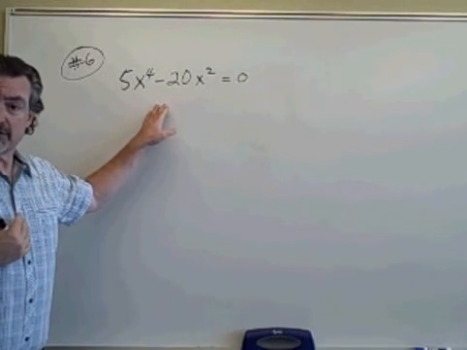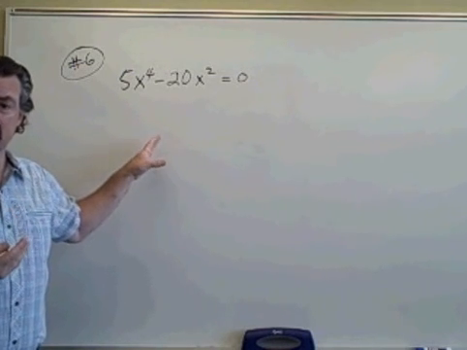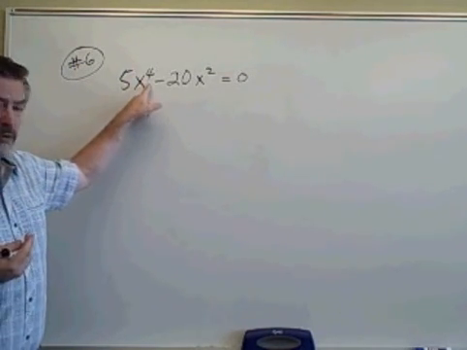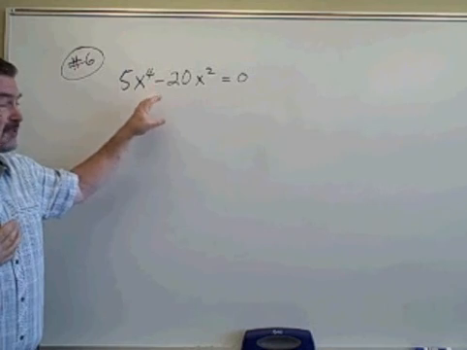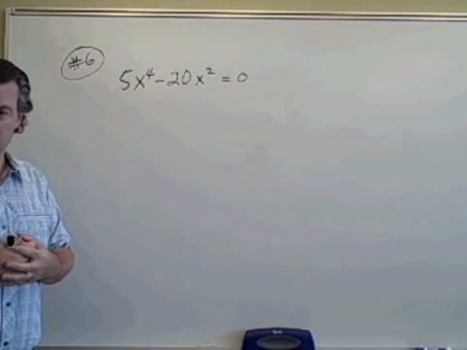Here's a different equation. It's not linear. It's not even a quadratic equation. It's actually a fourth degree equation. The highest power of the variable is the fourth power. That makes it a fourth degree equation.